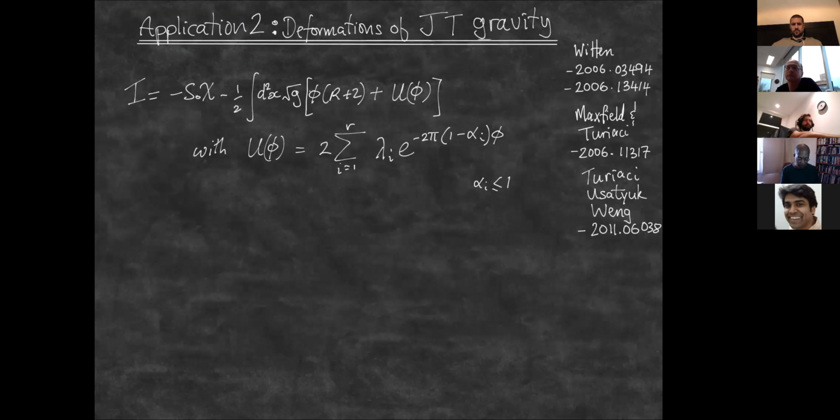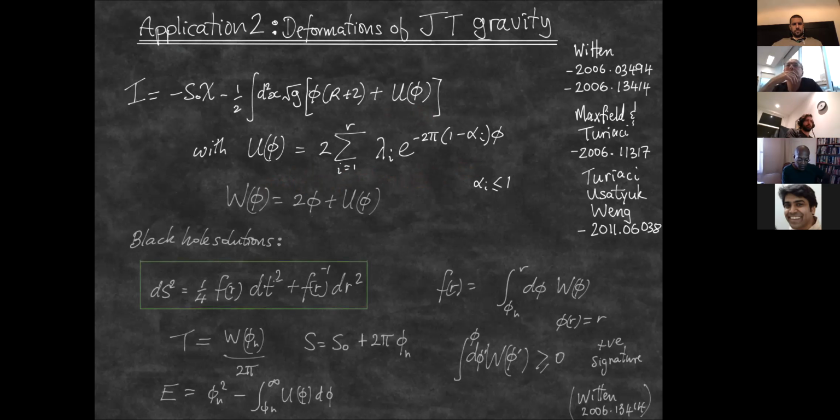I need to tell you about the second application, which is the subject of my paper with Felipe Rousseau. So these authors, Witten, Maxwell, Turiaci, and others, as I said, produced a beautiful story where they study the class of potentials that looks like this, which also have a matrix model description. I should mention that there's some very nice discussion of the black hole solutions of this model, which generalize the ones you get for just the two phi case, the usual U equals zero case. It was worked out nicely by Witten in one of those papers.